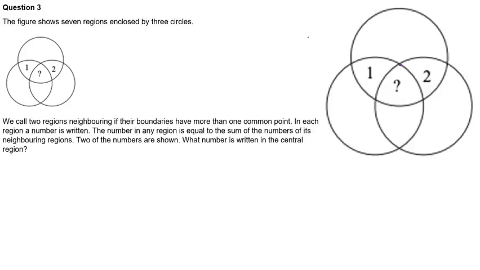So this figure shows 7 regions with our 3 circles in that Venn diagram shape. And what we're after is finding what this value is in the middle here.